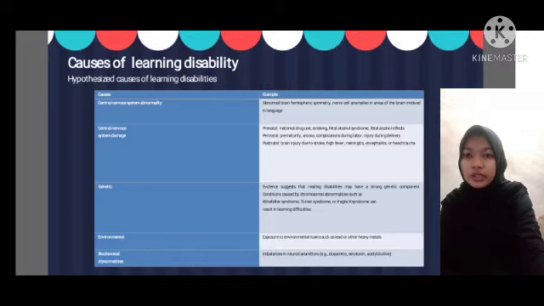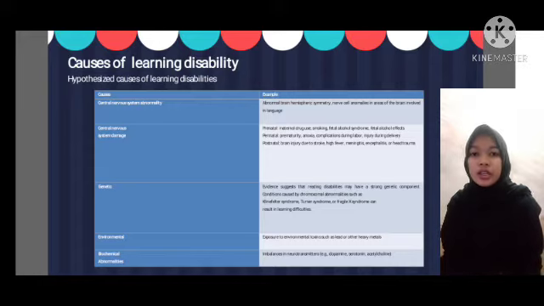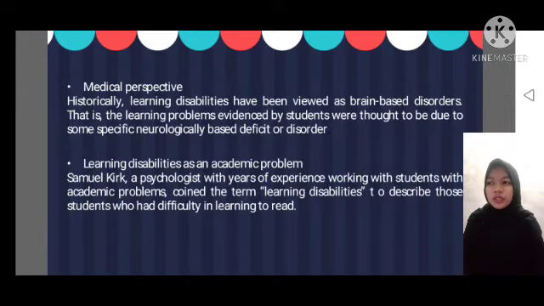And next is causes of learning disability. As you can see on the table, there are causes and examples of learning disability. There are some clear trends in how LD has been approached that have direct implications for educators involved with instructional decision making for students with LD.